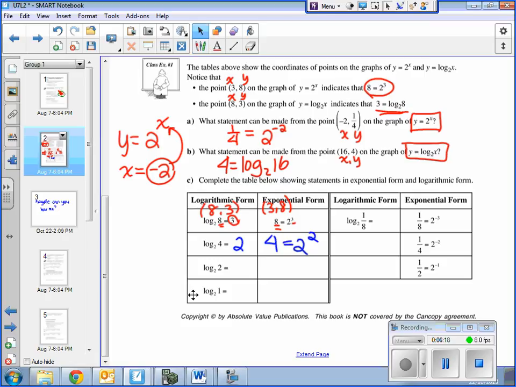Okay, so I'm going to color code this. So this 4 goes here. This 2. So your bases will stay the same. And then this black 2 will go to your exponent. Do you see what I did?